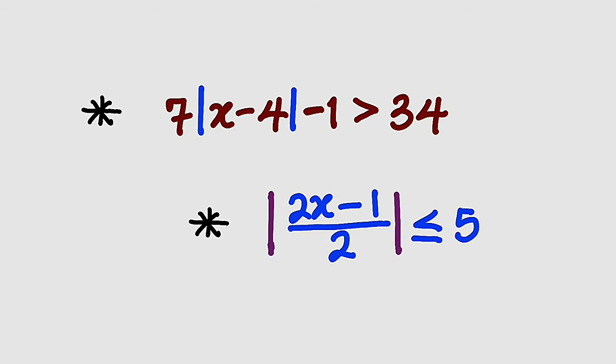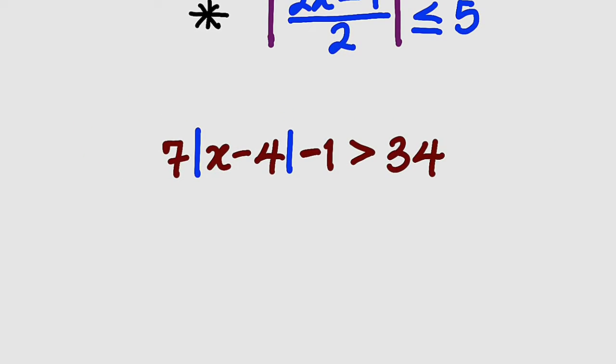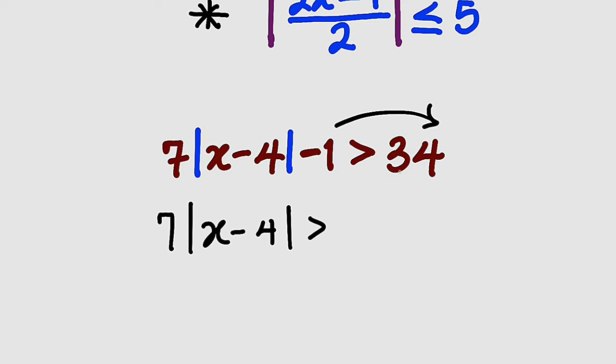Let's start with the first one. Alright, here is the first one. First of all, we're going to isolate the -1 and the 7 from the left hand side. Let us take -1 to the right hand side. We have 7 multiplied by the absolute value of x minus 4 greater than 34 plus 1, which is 35.